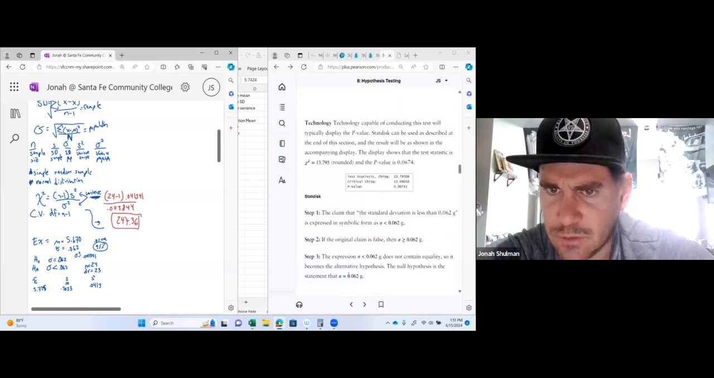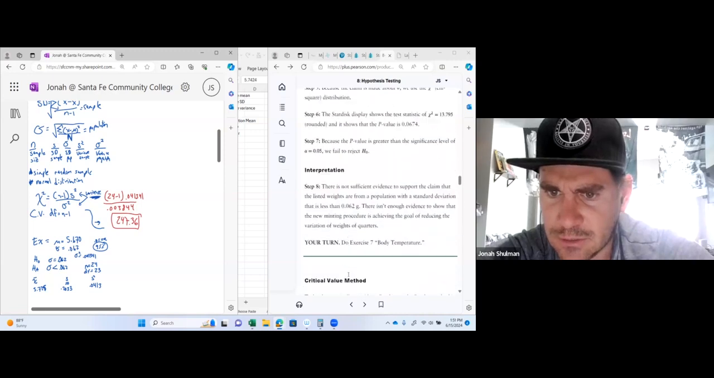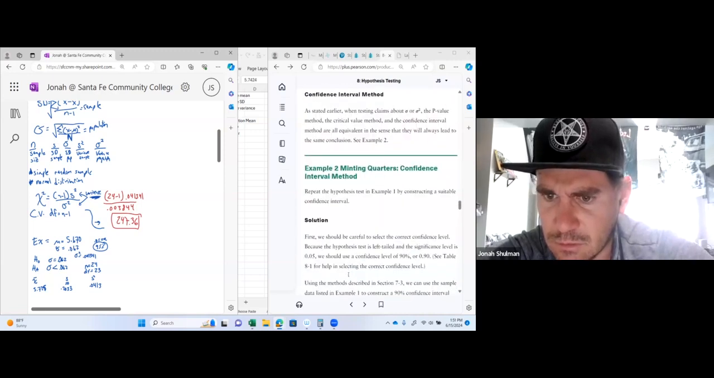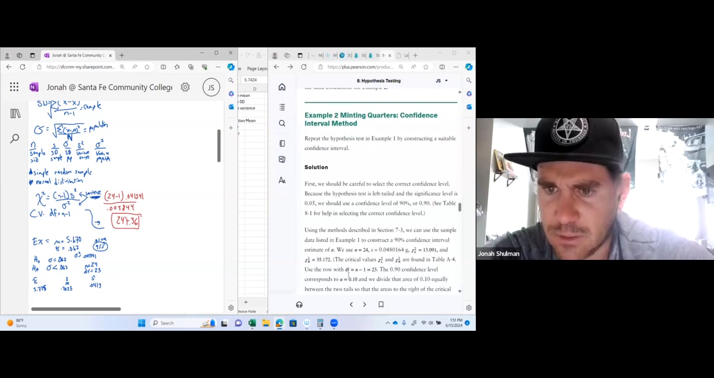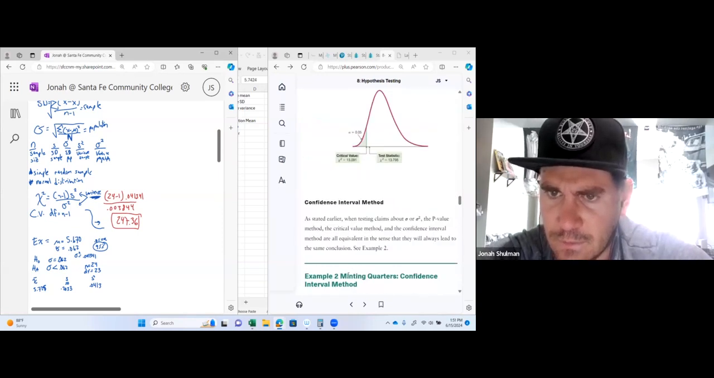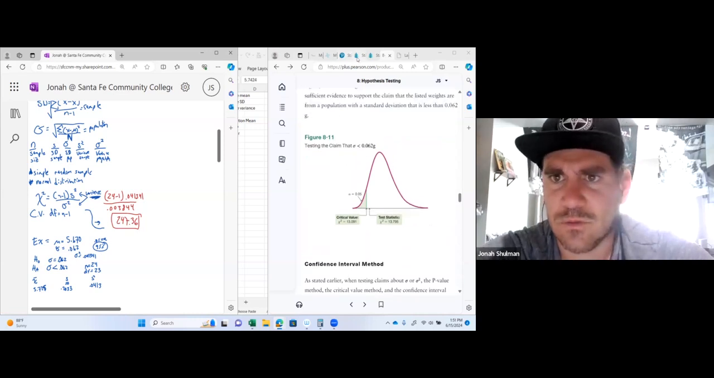All right, so how can we do this with technology? They say StatDisk, which I don't like. There's got to be a way to do this. All right, they want to do the confidence interval method. Before we do that, let me see if I can make this work with StatDisk.